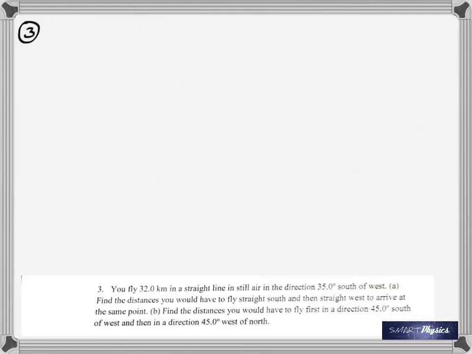In this question, you fly 32 kilometers in a straight line in still air in the direction 35 degrees south of west. So 32 kilometers, 35 degrees south of west. So that's the west direction, and so this is south of west. Therefore, this angle must be 35 degrees. Find the distances you would have to fly straight south and then straight west to arrive at the same point. So instead of going this way, you could have gone straight south and then straight to the west. And you're asked to find these two distances.